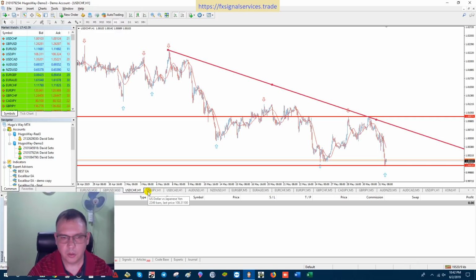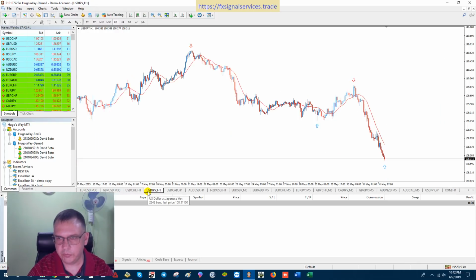Okay, US dollar Japanese yen, moving on. We see an almost identical situation here. We have this big drop, and when you see a big drop like this in one day, that indicates that this is very, very weak, this is very bearish, and that it is definitely dropping. It's going to continue to drop.